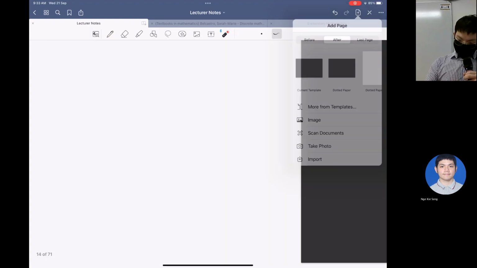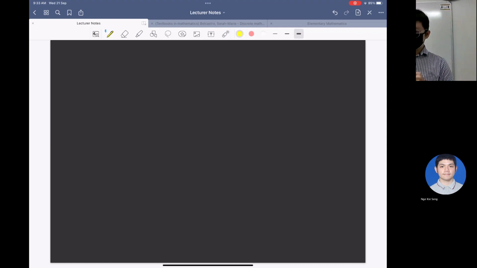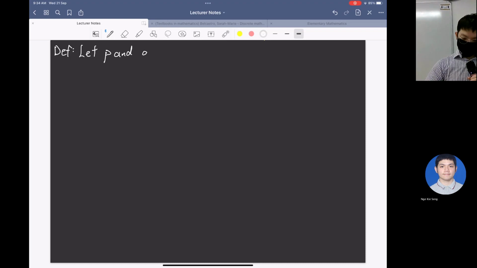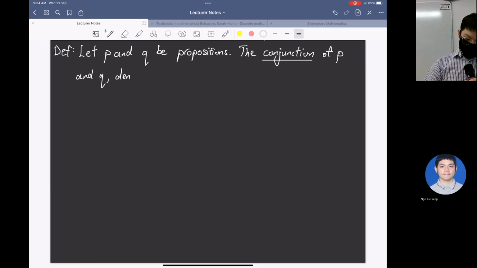Okay, next. Good. Next, we will go into ANDs. In ordinary speech, when you talk to another person, you also use "and" or "or" to connect sentences, right? Similarly in logic. So, definition: given two propositions P and Q, we call it the conjunction. The conjunction of P and Q is denoted by P ∧ Q.